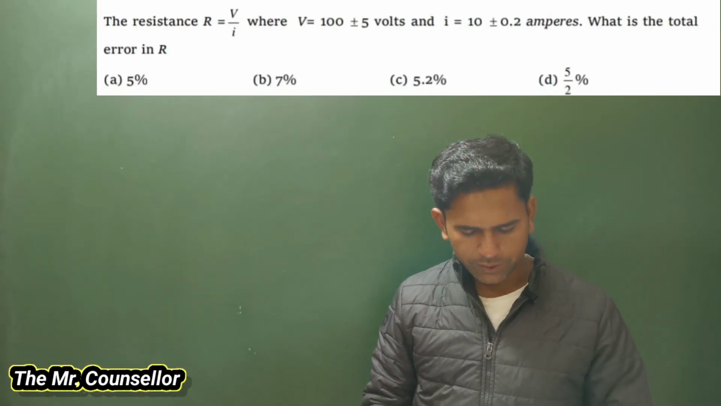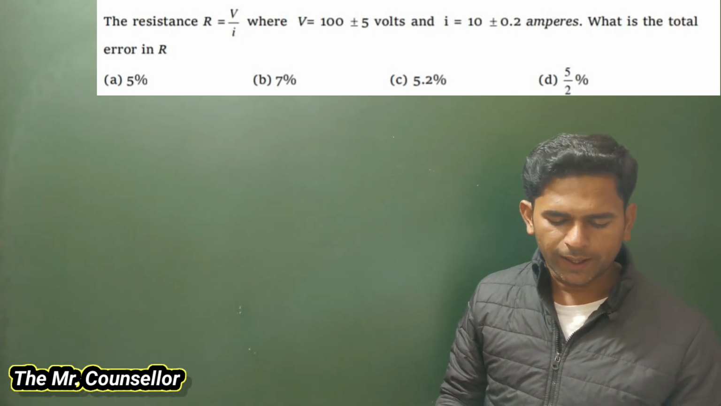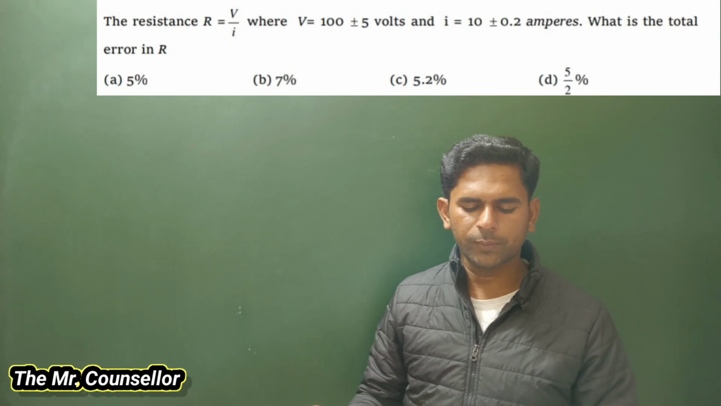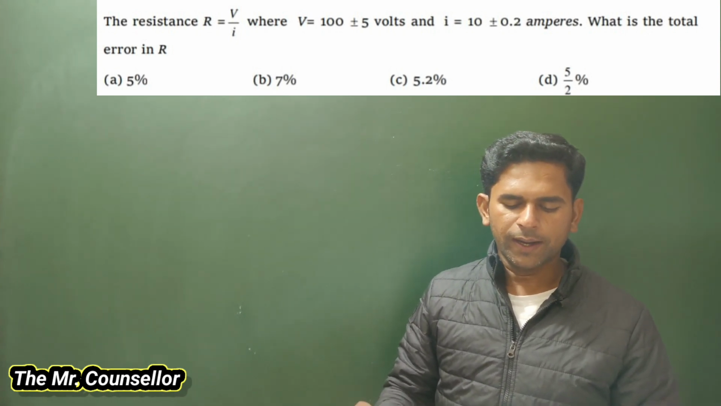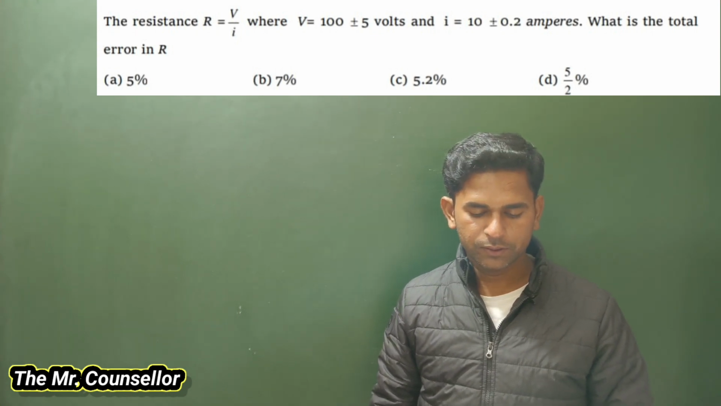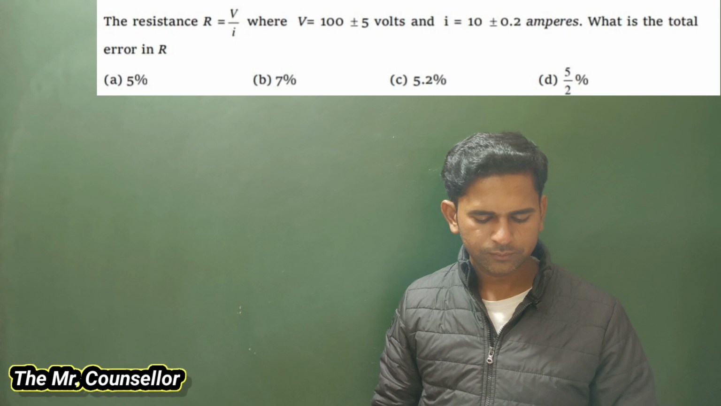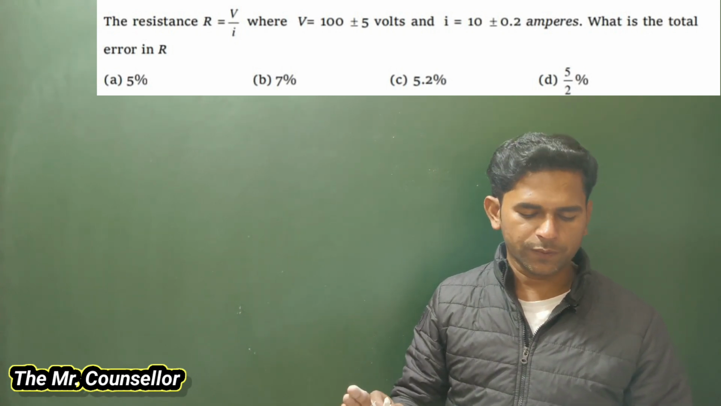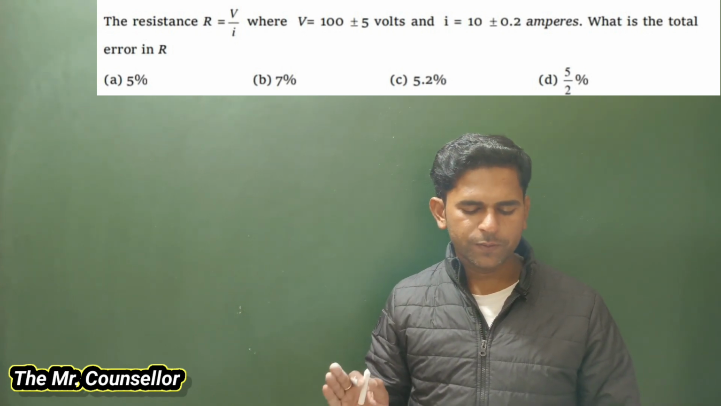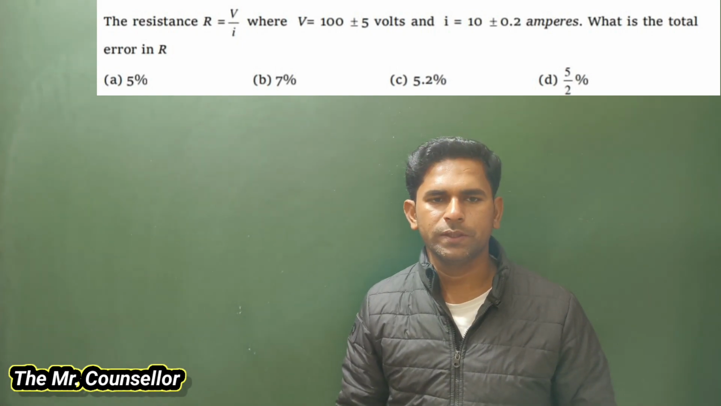Next question you can see on the screen. The resistance R is equal to V over I, where V is equal to 100 plus minus 5 volts and I is equal to 10 plus minus 0.2 amperes. What is the total error in R? Option A 5%, option B 7%, option C 5.2%, and option D 5.2%.